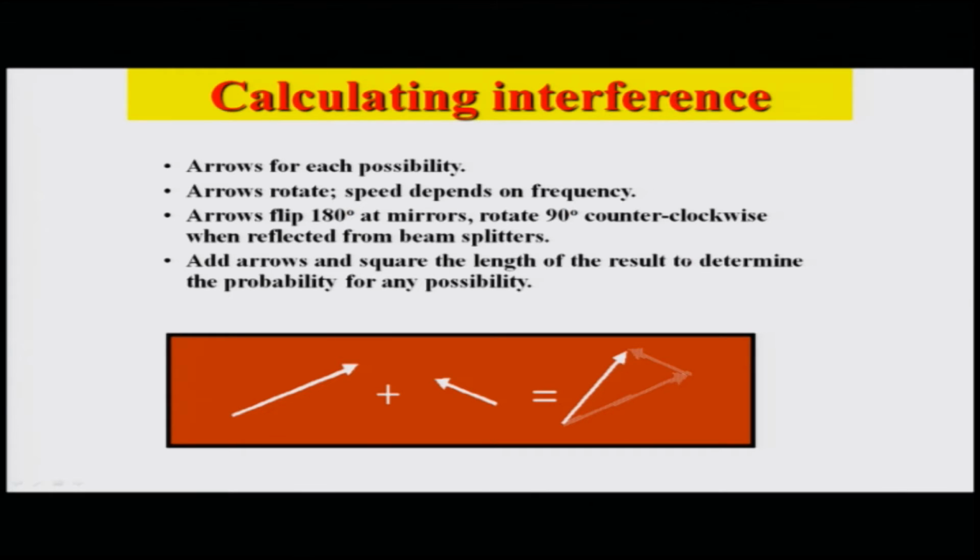So, in order to calculate the interference, what we have to do is consider the arrows or the projection that we have for each possibility. The arrows rotate, and their speed will depend on the frequency. The arrows would flip 180 degrees at the mirrors, rotate 90 degrees counterclockwise when reflected from beam splitters, and the arrows would add, and we square the length of the result to determine the probability of any possibility.